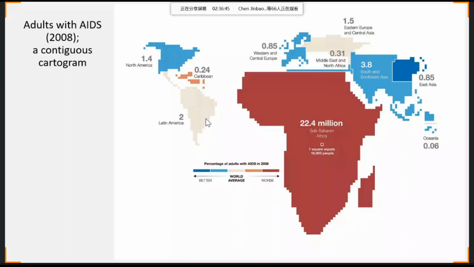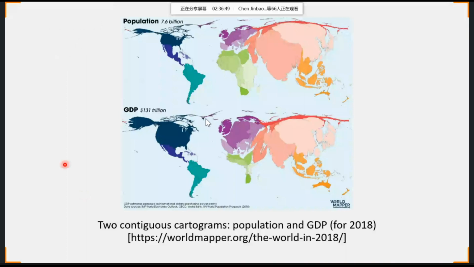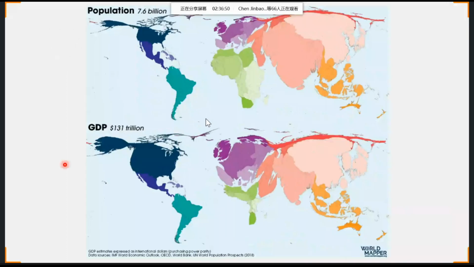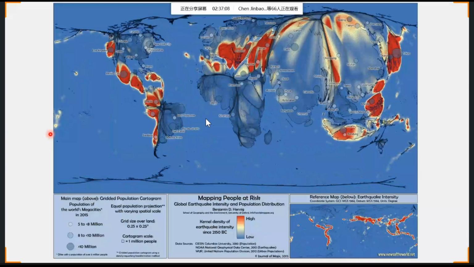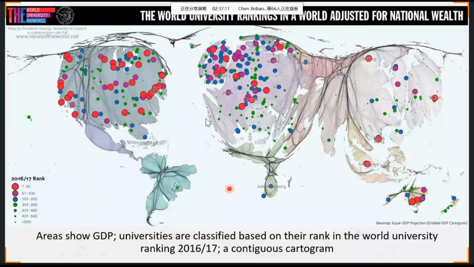Yeah, there are many more examples. This is about population and GDP. This is about the earthquakes, and where the population areas, the highly populated areas, are in red here. So we have the high risk areas and the high population areas together. But this one is about the university ranking. It's also interesting.